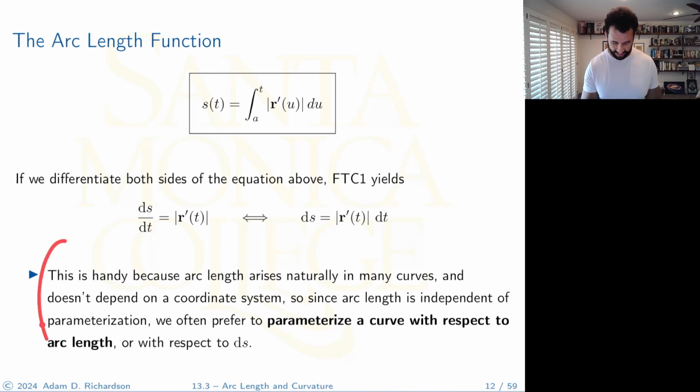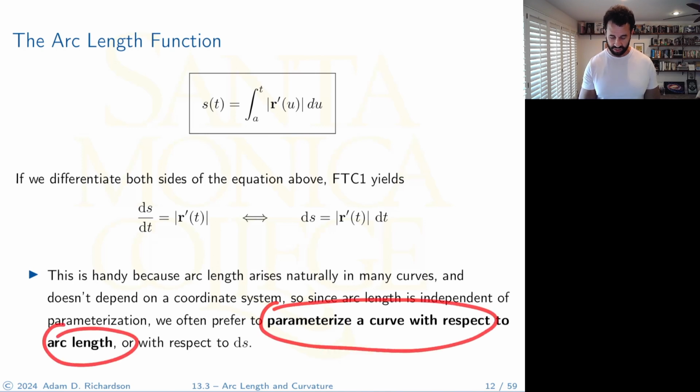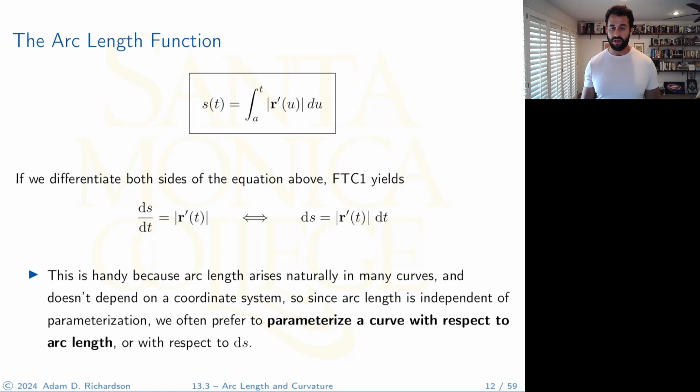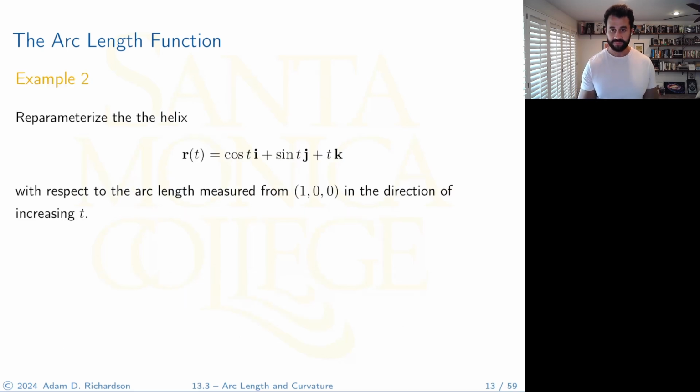So this is handy because arc length arises naturally whenever you're talking about any curve. And arc length does not depend on a coordinate system. So oftentimes we prefer to parameterize our curves with respect to arc length. That way we can basically say where you are on the curve based on the length that you've traveled so far. That's the idea.